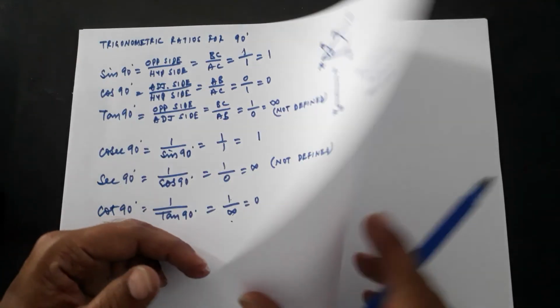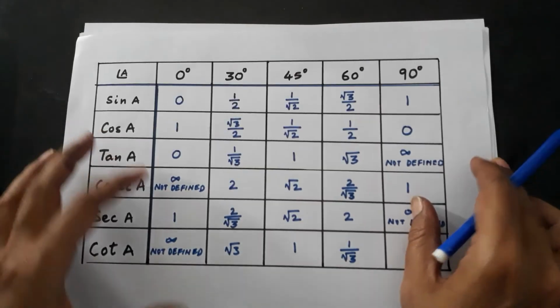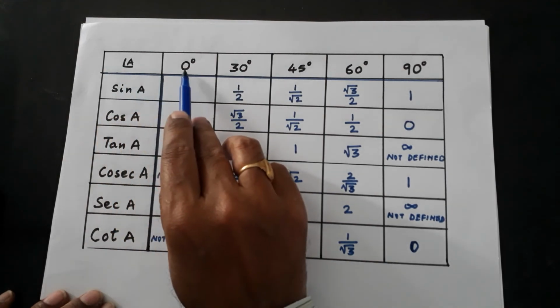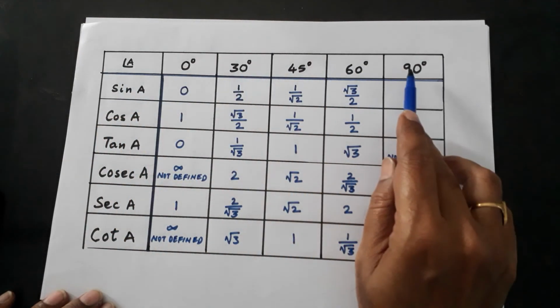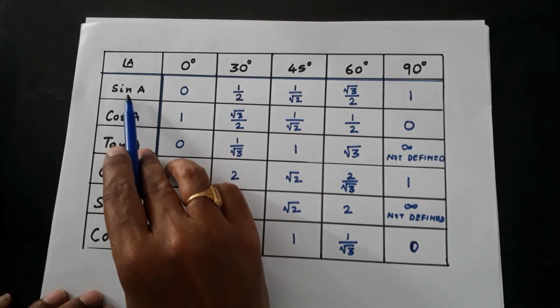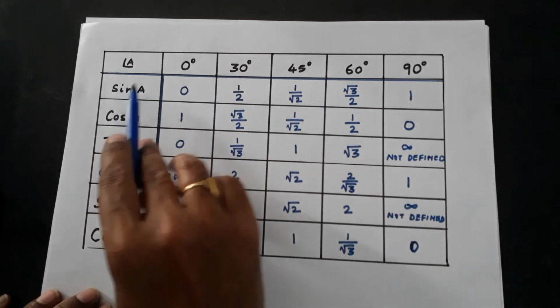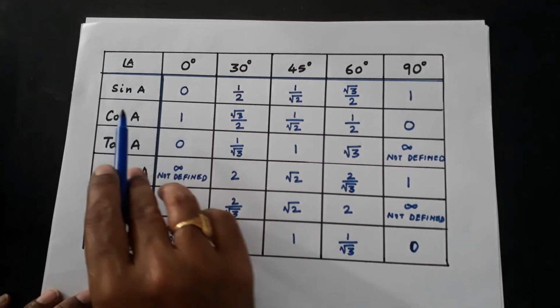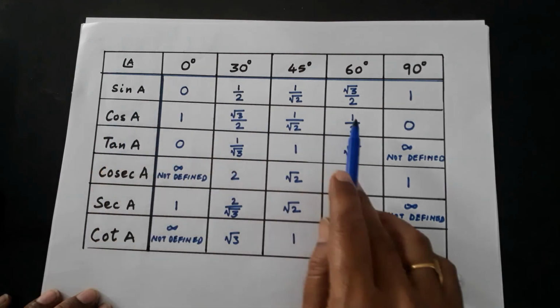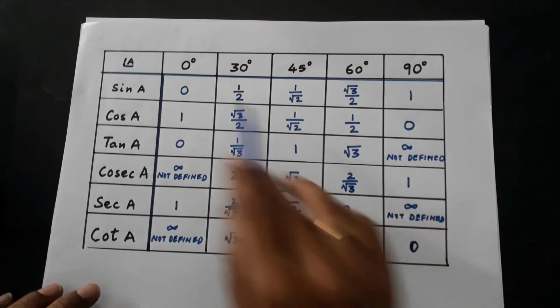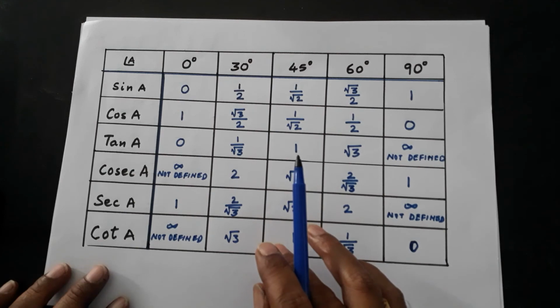So if we club everything and write it together in one page, how does it look like? This will look like this. Here angle A: 0 degrees, 30 degrees, 45 degrees, 60 degrees, 90 degrees. Sin A: sin 0, sin 30, sin 45, sin 60, sin 90. Cos 0, cos 30, cos 45, cos 60, cos 90. Tan 0, tan 30, tan 45, tan 60, tan 90. So we have put into a table all the values that we got.